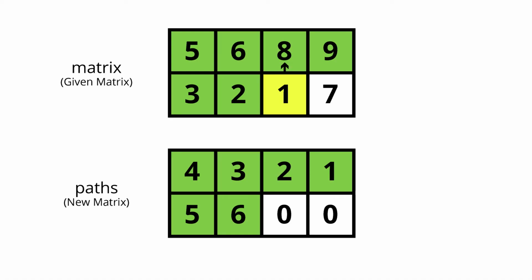Now for cell 1, we can move in three different directions, upward, left and right.